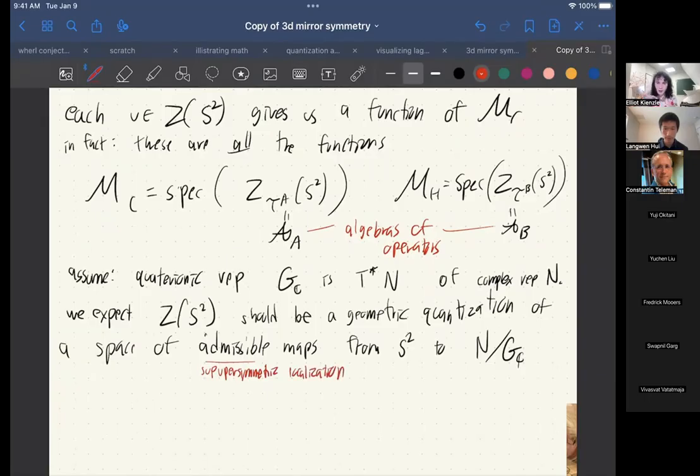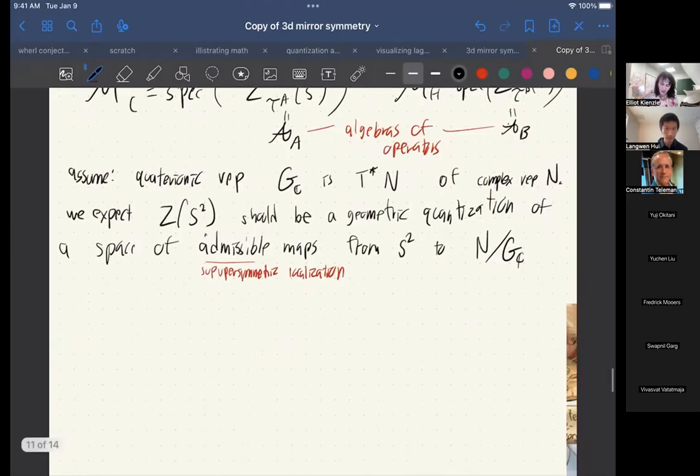Great. So what is that going to be? Well, let's think about S2 in a different way. We're going to take R3, cut out the origin, and identify along vertical lines.